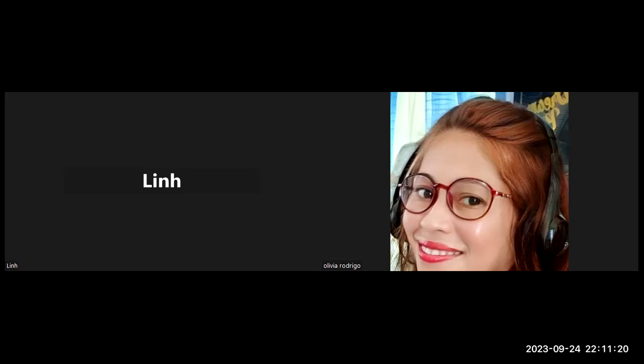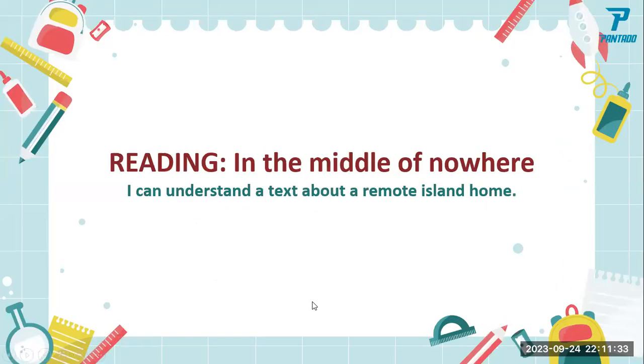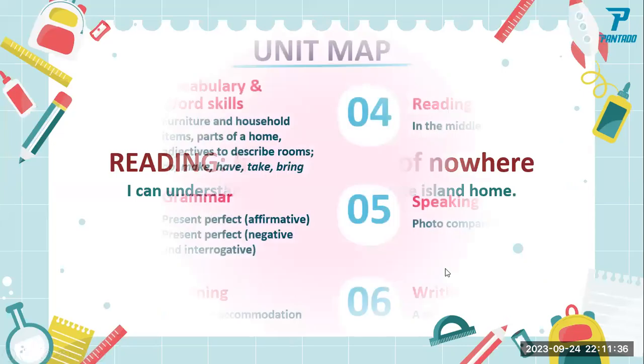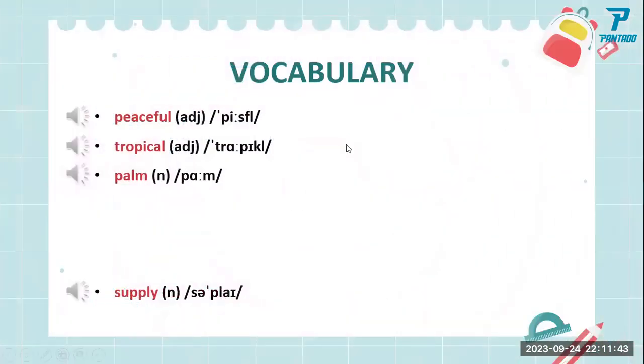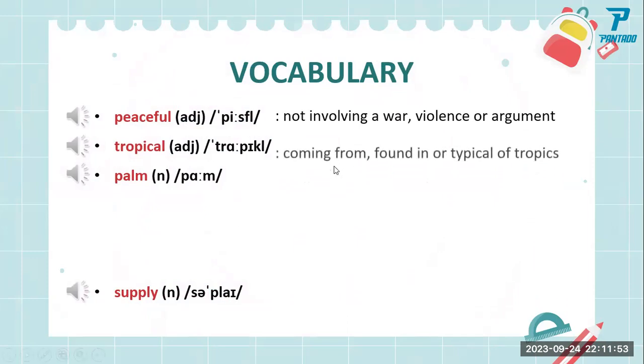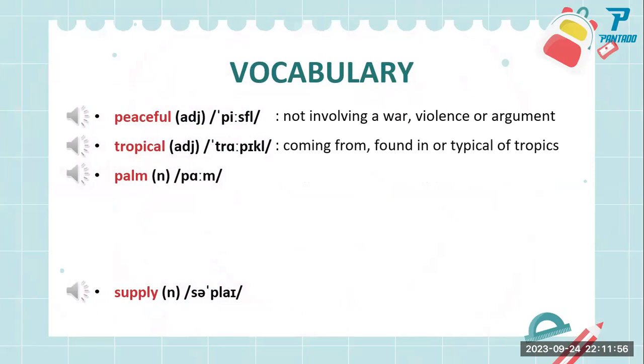Okay, like this one. Oh, wait. Okay, so this one, Linh. In the middle of nowhere. Okay, so it means you are in the middle of something or somewhere that you don't know. So when you say peaceful, not involving war, violence or arguments, it's peaceful. Tropical, okay, like coming from or found in the tropics.